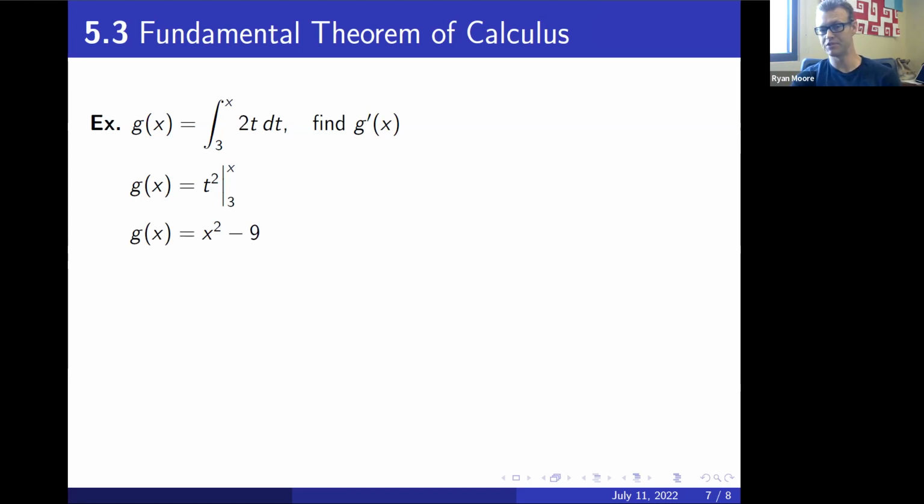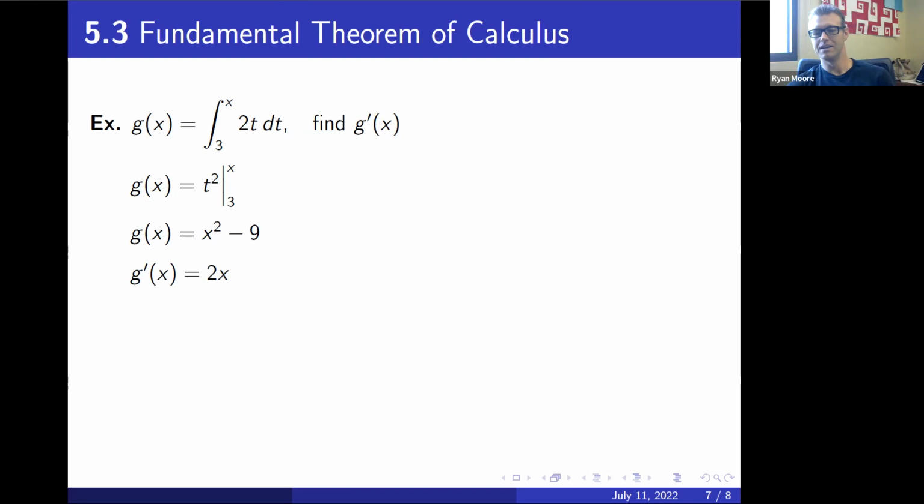Okay, but the point is we have g of x just as a regular everyday function now. So what's g prime of x? Well, I'd take the derivative of that and we'd get 2x. Okay, so let's reflect on what happened here. Notice that we started with 2t dt inside that integral. g prime of x ended up being 2x. Coincidence? No, definitely not. Think about it. We took an antiderivative, and then we took a derivative, and they canceled each other out.